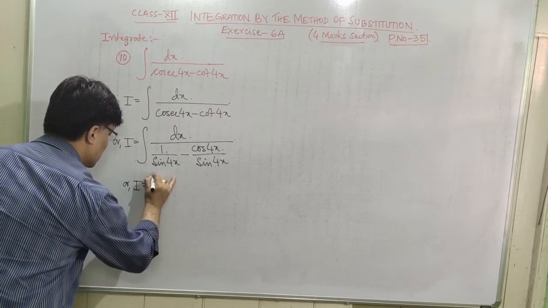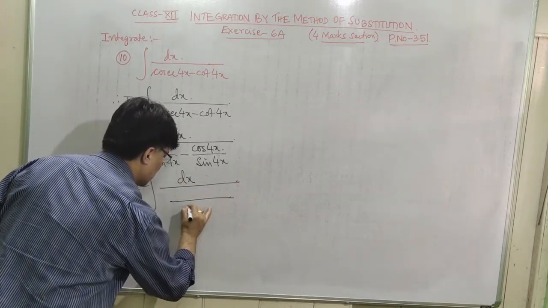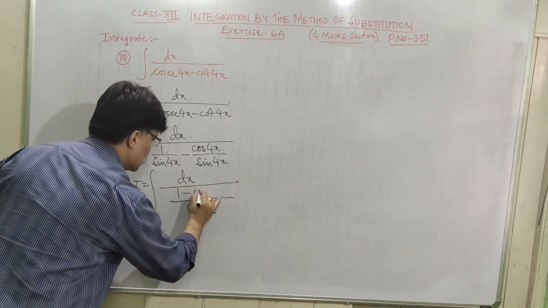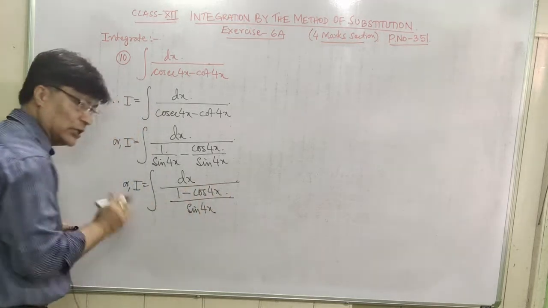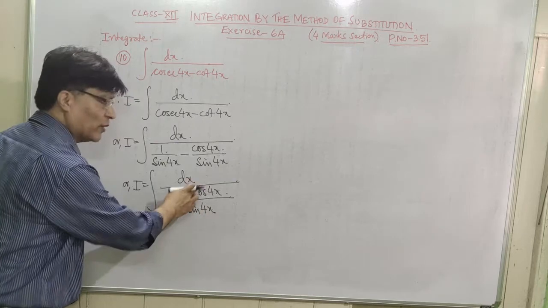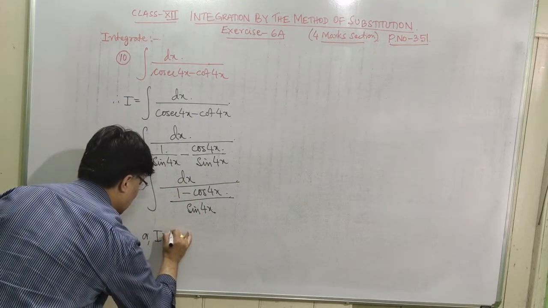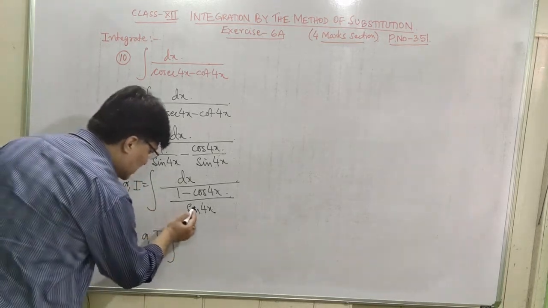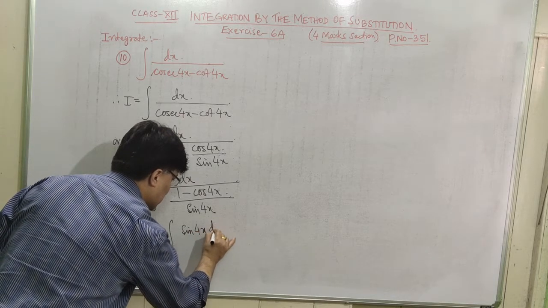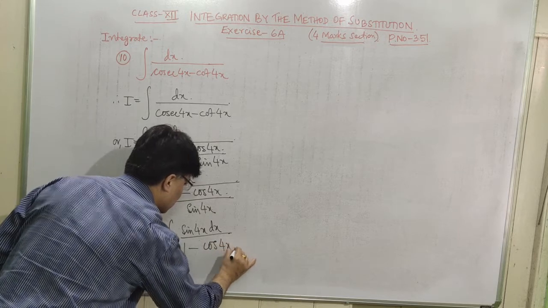Or I is equal to integration of dx divided by, what's the LCM out here? LCM is sine 4x. So here it is 1 minus cos 4x. In the denominator there is 1 minus cos 4x whole divided by sine 4x. So it is simplified. Okay. So now or I is equal to integration of this sine 4x goes up in the numerator. So it is sine 4x dx divided by 1 minus cos 4x.